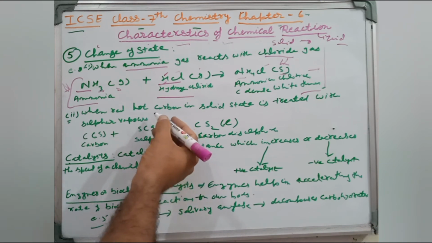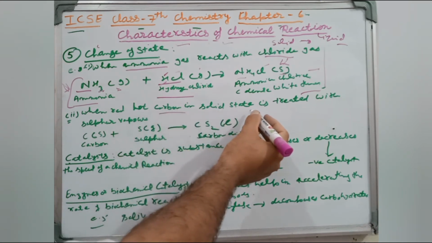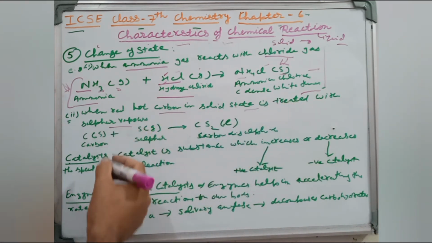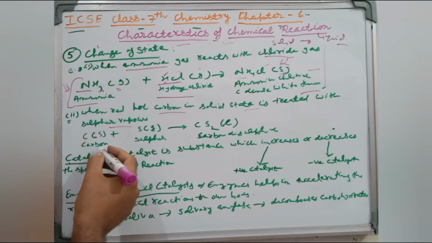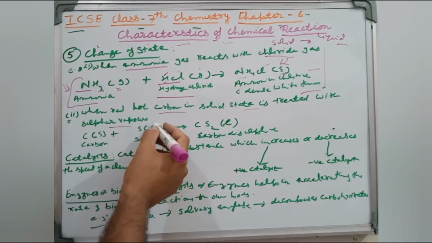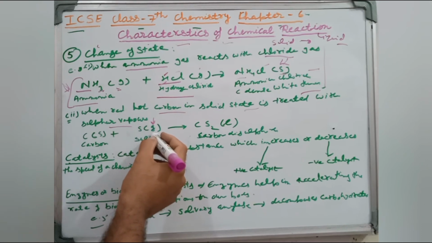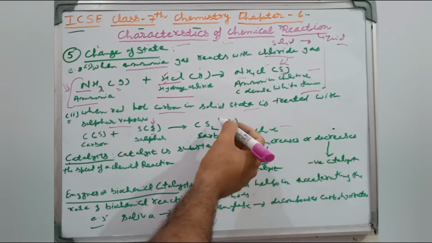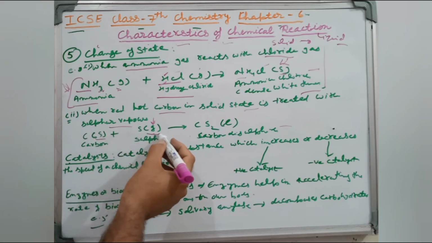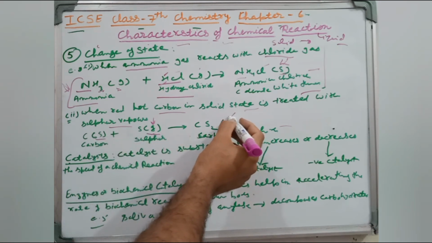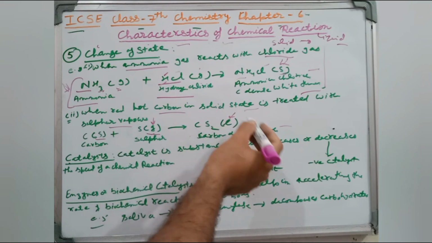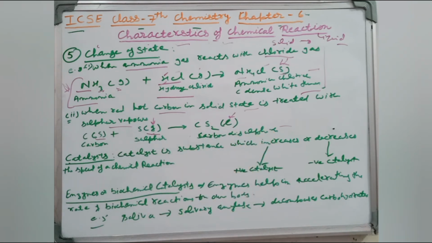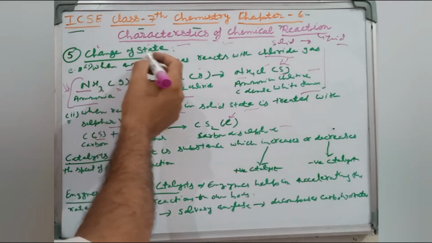Now, when red hot carbon in solid state is treated with sulfur vapors, carbon is solid, sulfur is gas. Vapors means gas, so we will put G here. Carbon disulfide is formed, which is liquid. Here solid, here gas, we have obtained liquid. Change of state from solid and gas to liquid, right? So this is change of state.